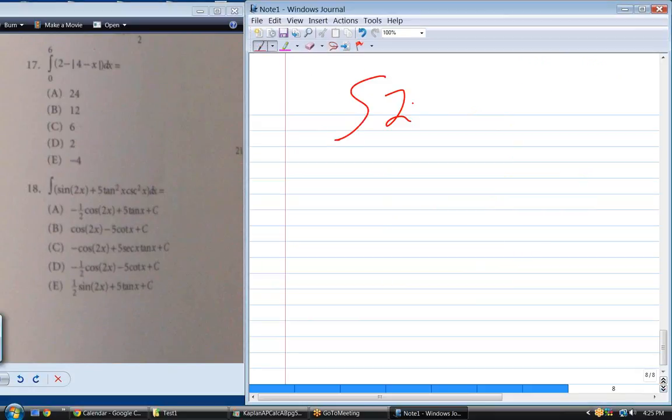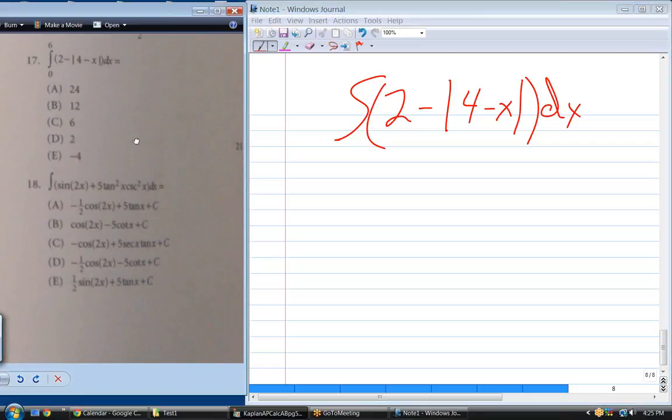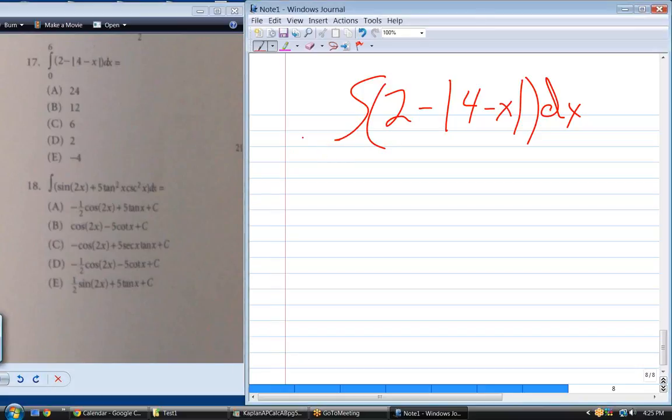Another bit of a tricky one. It's absolute value. And this whole thing is in parentheses. They want the area. Well, they want us to evaluate that integral. First of all, it's tough taking integrals of absolute values, right? So what does this mean? What does the integral of this function mean? What does integral mean?